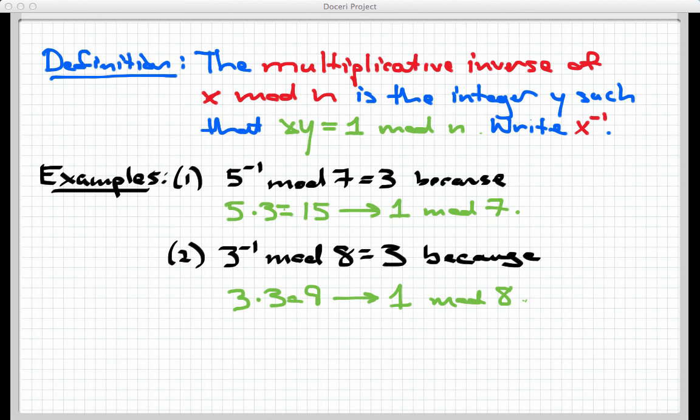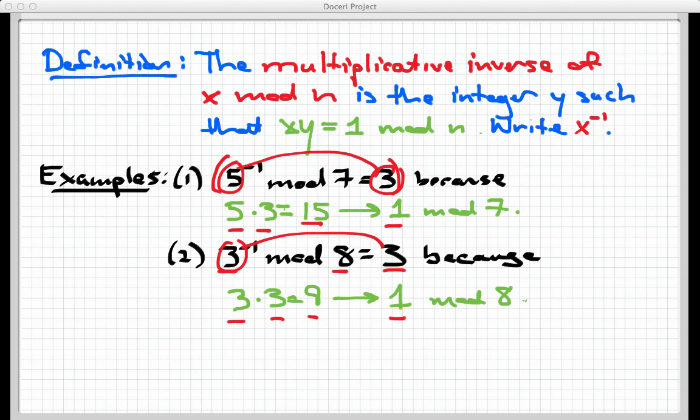Some examples here: 5 to the negative 1, or the multiplicative inverse of 5 mod 7, is 3, because if I take 5 and multiply it by 3, I ordinarily get 15, but that's equal to 1 mod 7. So 5 times 3 is equal to 1 mod 7. Likewise, the multiplicative inverse of 3 mod 8 is 3 itself, because 3 times 3, ordinarily 9, is equal to 1 mod 8. So 3 times 3 is 1 mod 8.